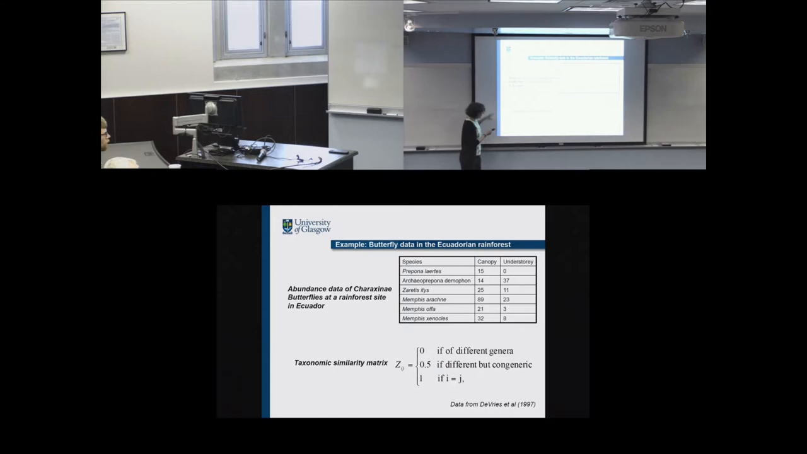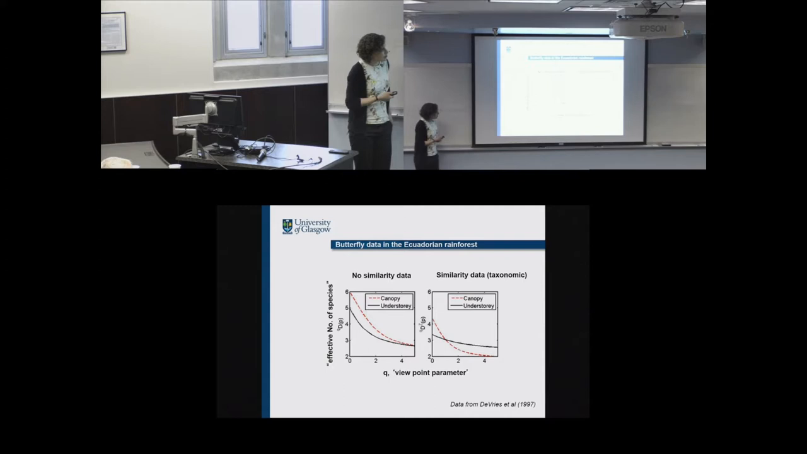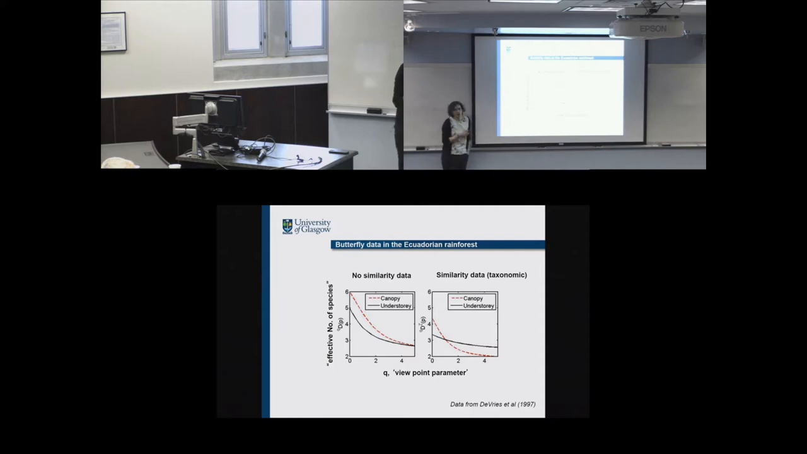Okay. So if we do that, we've got this similarity matrix, and we're going to plug it into our expression for diversity. We're going to calculate our relative abundance using these abundance numbers here. And what do we get? On the left here is a diversity profile, in other words, plotting diversity for all values of q, for the naive case, where we don't have the similarity information, in other words, where Z is the identity matrix. And what we see is, if we look at the canopy and the understory, we would probably conclude from this that the canopy is always more diverse than the understory.